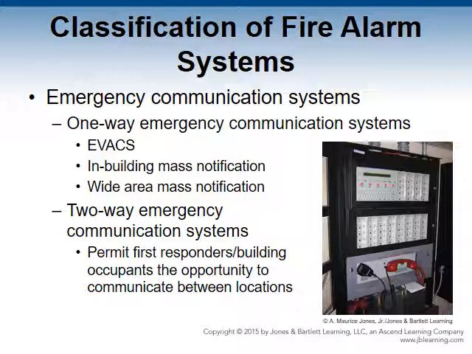Two-way emergency communication systems permit first responders, and in some cases building occupants, the opportunity to communicate between specific locations, such as fire phones or firefighter telephones, which directly connect to the fire control room. They reside on each floor level. They are a more expensive component of a fire alarm system, and they often lack maintenance, creating an unreliable service.